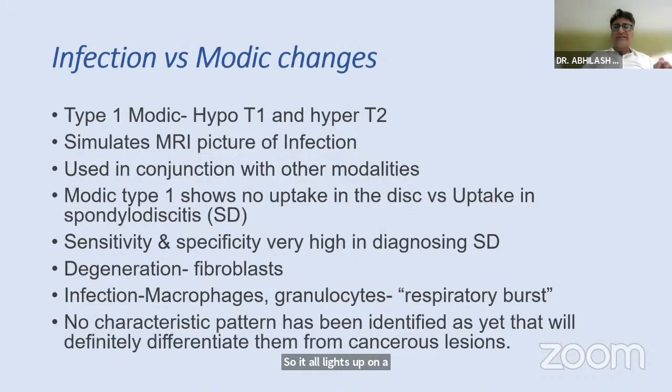Important to note that a lesion which lights up on a PET CT where we have suspected infection, there's no way for you to distinguish between a tumor and an infection in such cases. There are no described characteristic patterns for this.